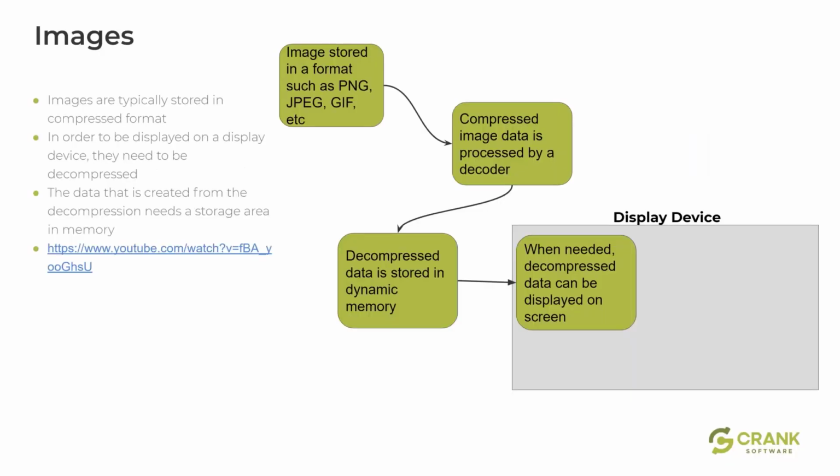So just a note on images, why they use dynamic memory. Images are typically stored on the file system in a compressed format such as PNG, JPEG, or GIF, however it's supposed to be pronounced.